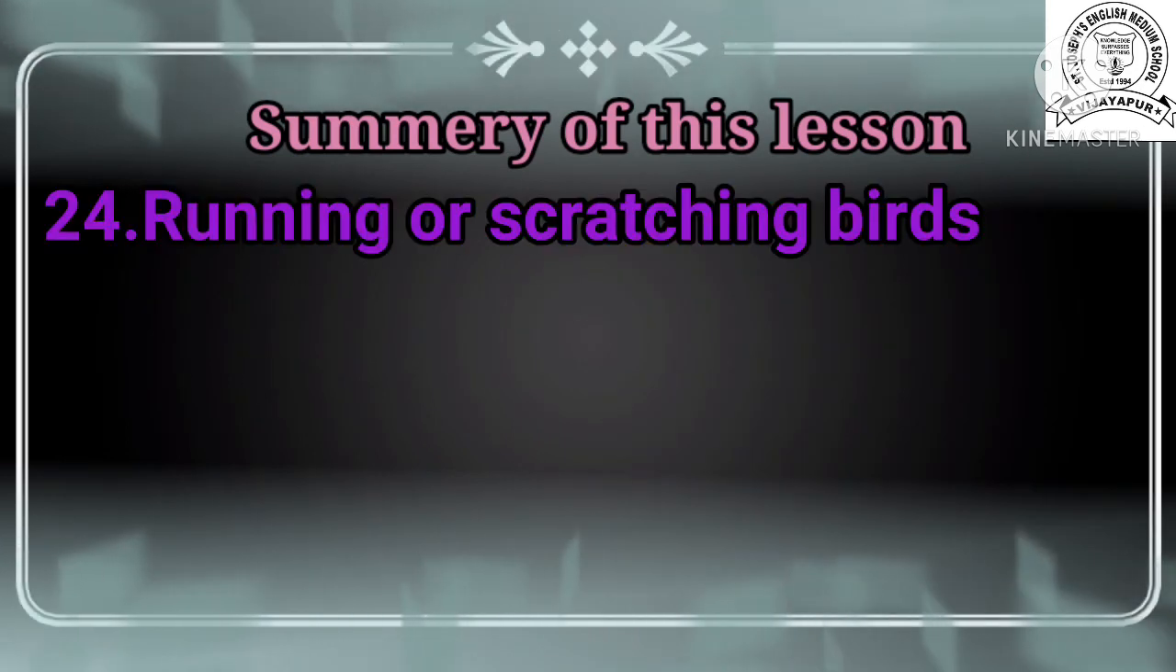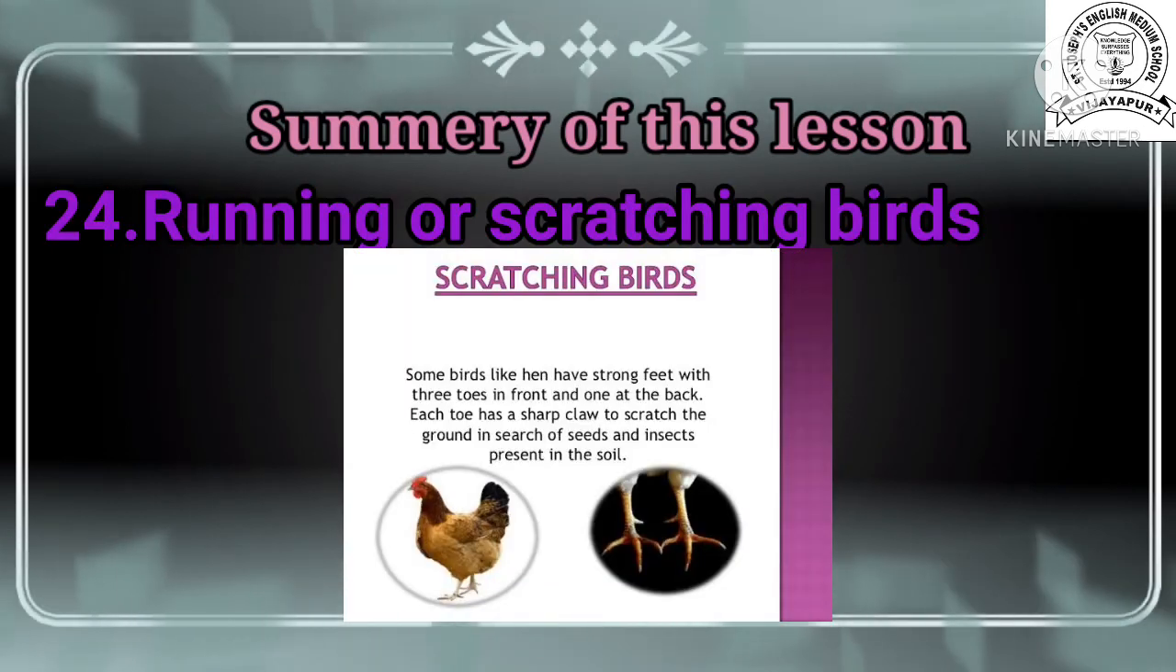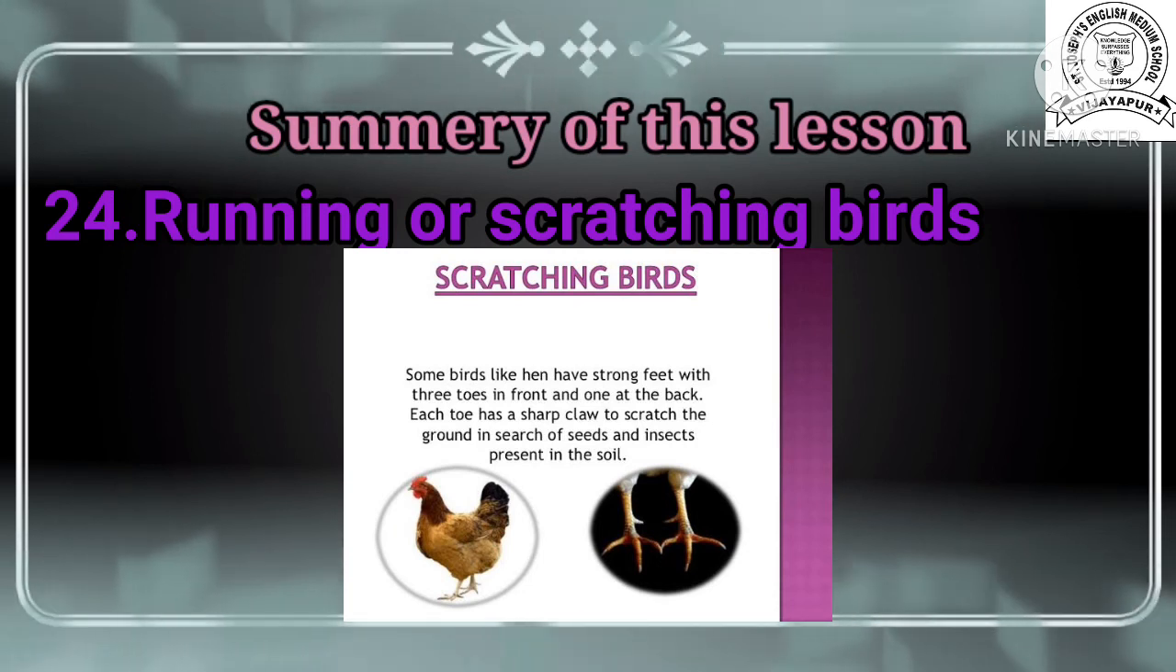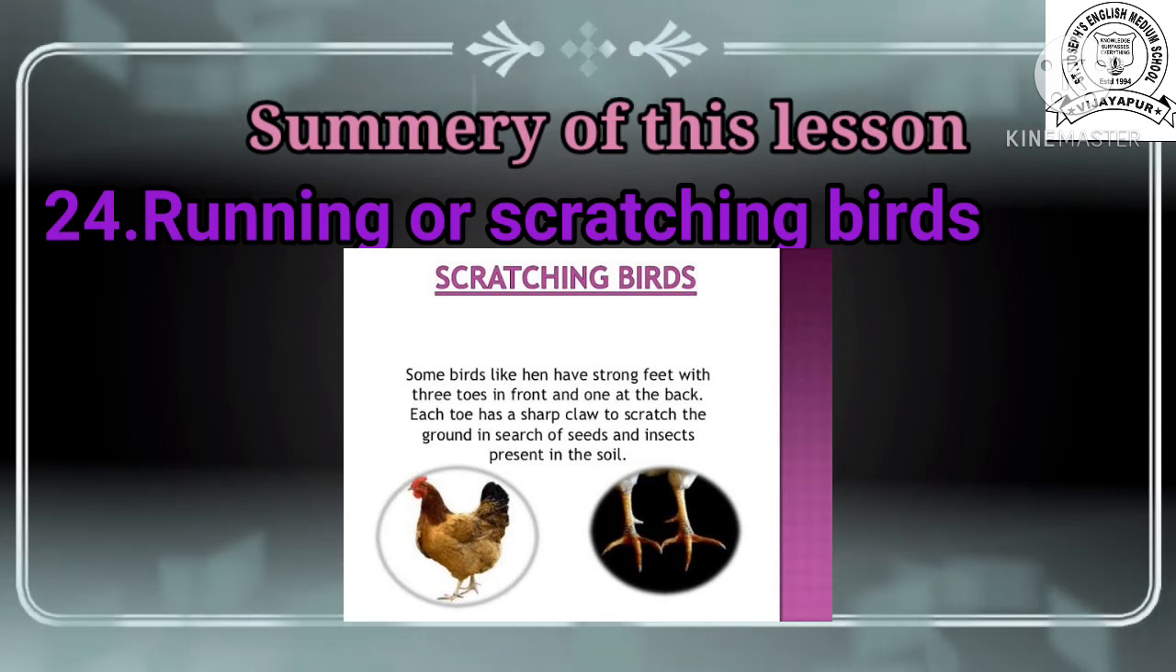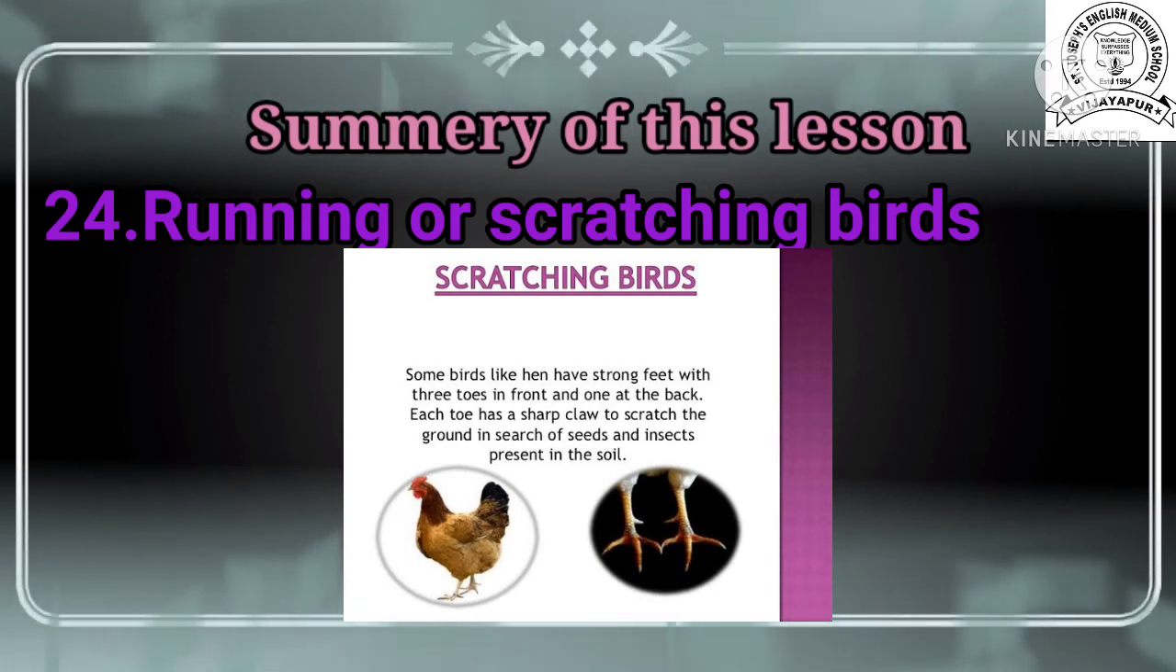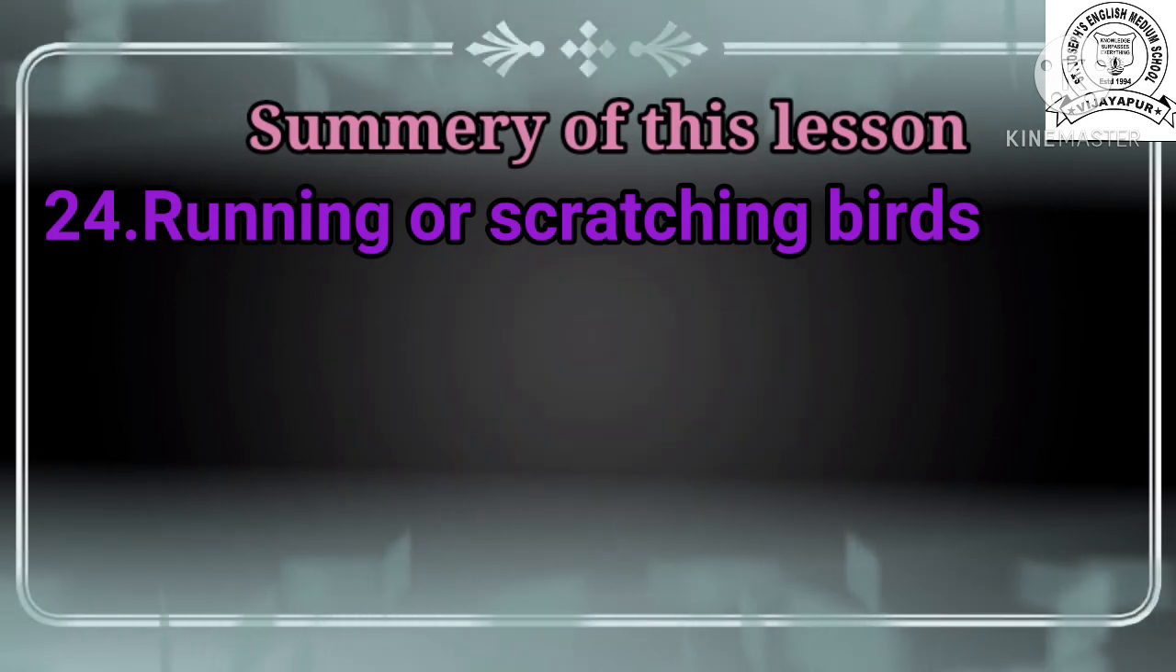Now next we discussed the running or scratching birds. Running or scratching birds, an example is a hen. They have very strong legs and sharp toes with curved claws. By using those claws, they can scratch the soil and catch insects. So they are called scratching birds, and they can run fast. So they are called running birds.